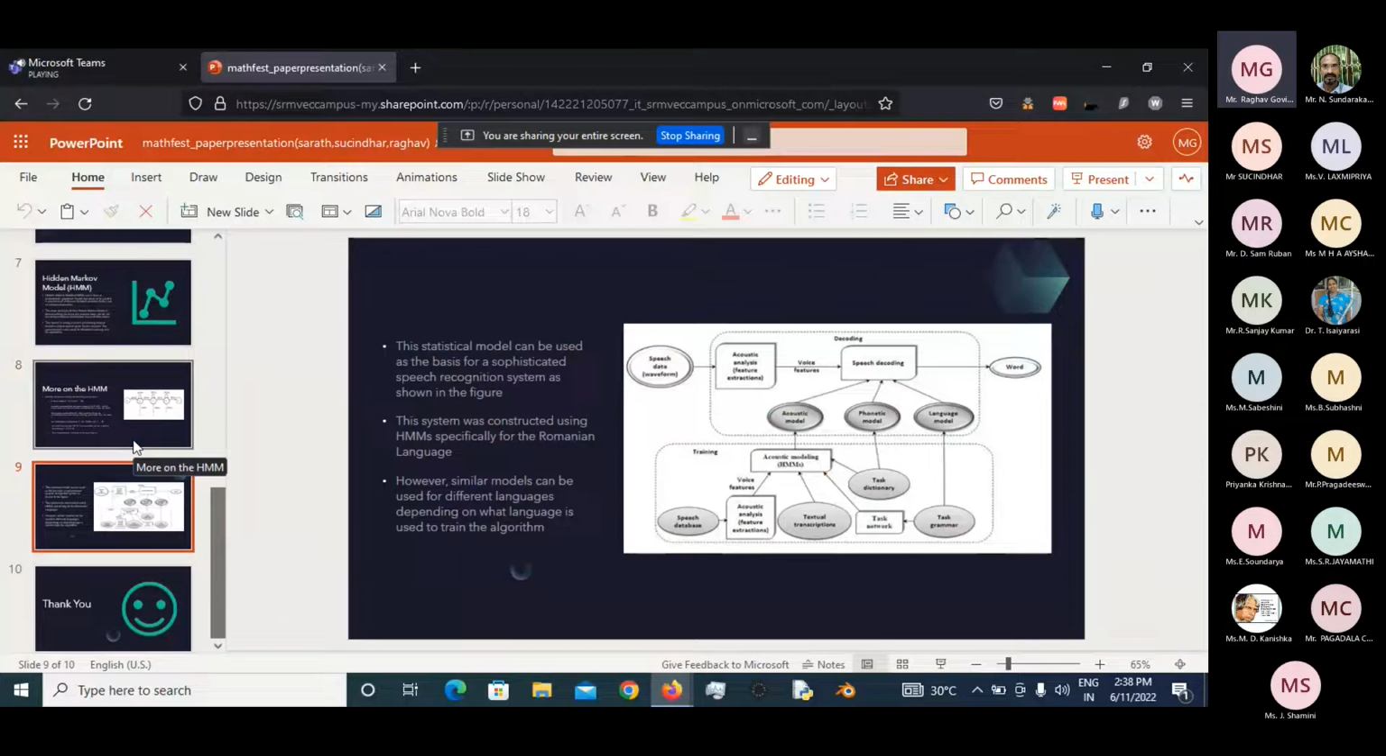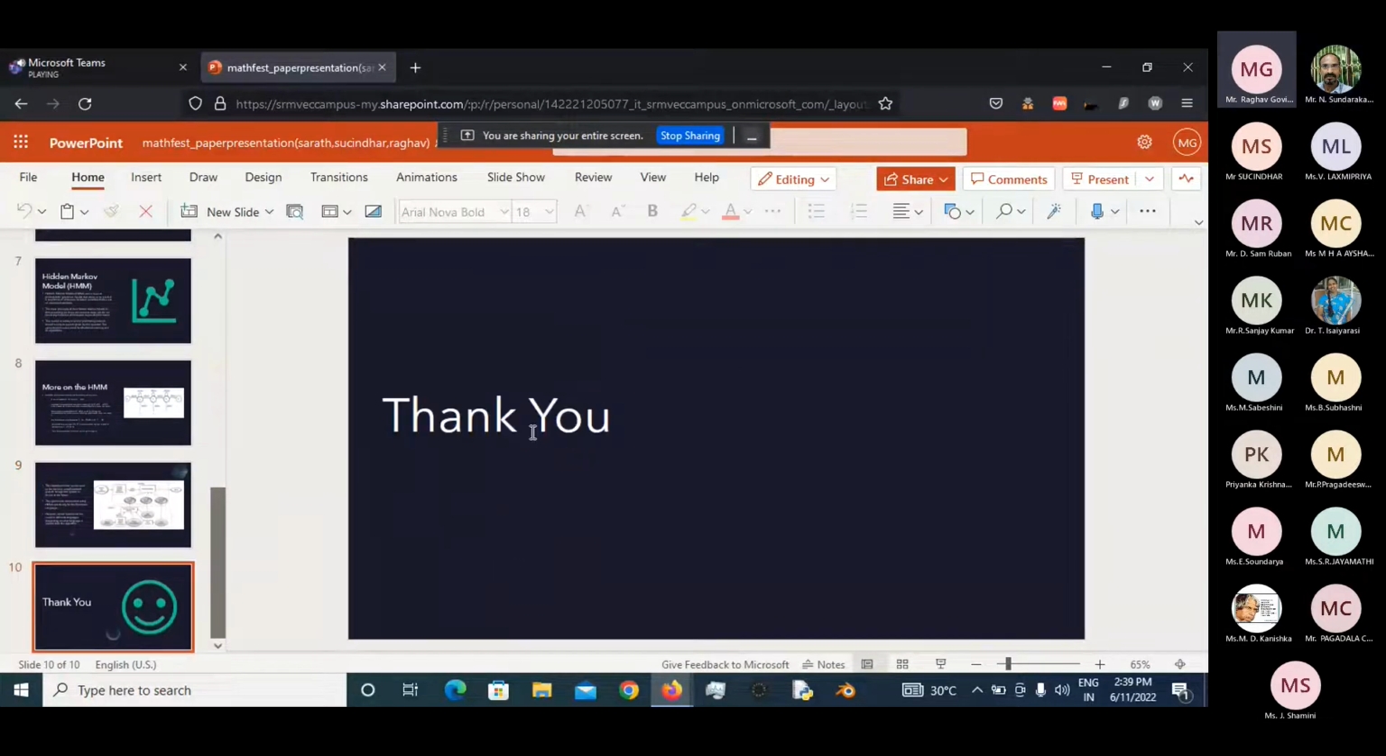This statistical model can also be used as the basis for a sophisticated speech recognition system, as shown here. The system was constructed using HMM specifically for the Romanian language. Similar models can be used for different languages depending on what language is used to train the algorithm. Thank you all.